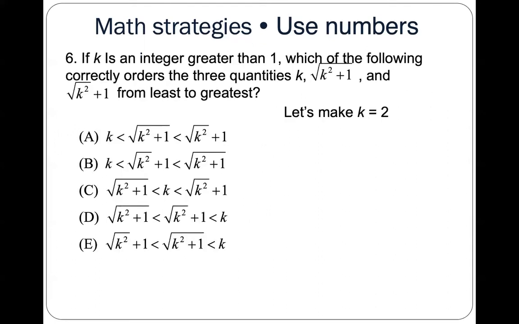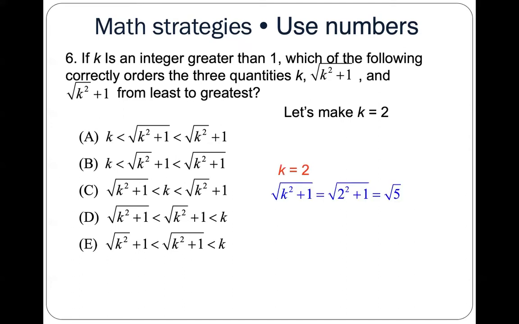All right, here's another example. If K is an integer greater than 1, which of the following correctly orders the 3 quantities K, the square root of the quantity K squared plus 1, and the square root of K squared, plus 1, from least to greatest. So since we have to choose K greater than 1, we're going to make K equal to 2. And now grab your calculator and let's see what we get.